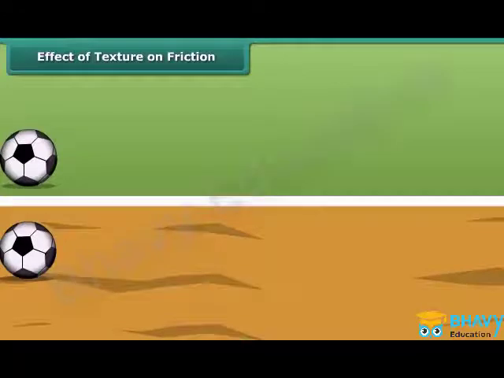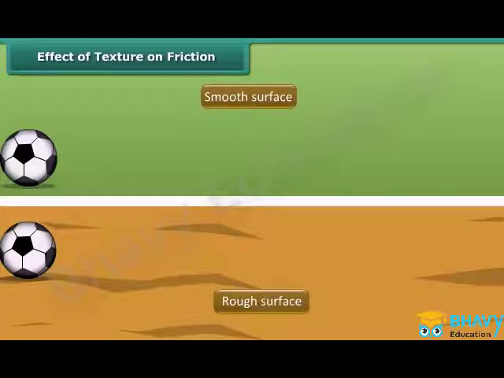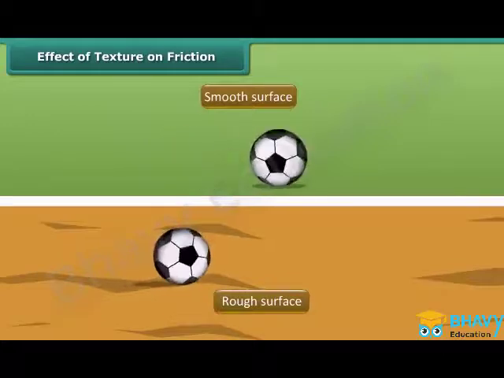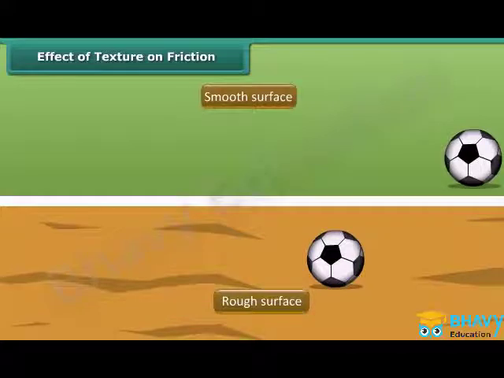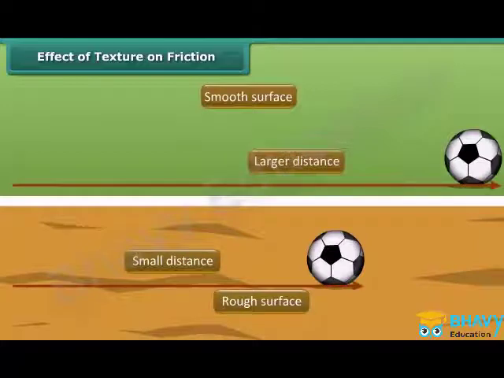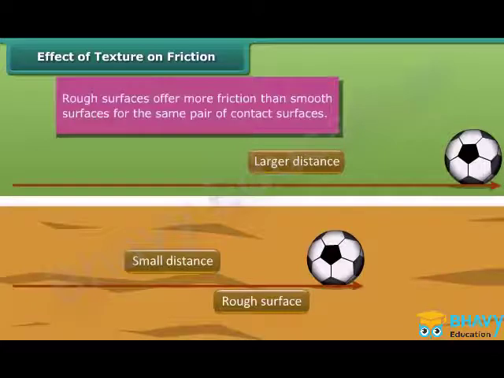In the figure, a ball is rolled on a smooth surface and another similar ball on a rough surface. As you see here, both the balls start rolling on different surfaces with the same speed, same force and at the same time. But the ball which is rolling on the smooth surface travels a larger distance than the ball rolling on the rough surface. This shows that rough surfaces offer more friction than smooth surfaces for the same pair of contact surfaces. This example proves that friction depends on the texture of contact surfaces.